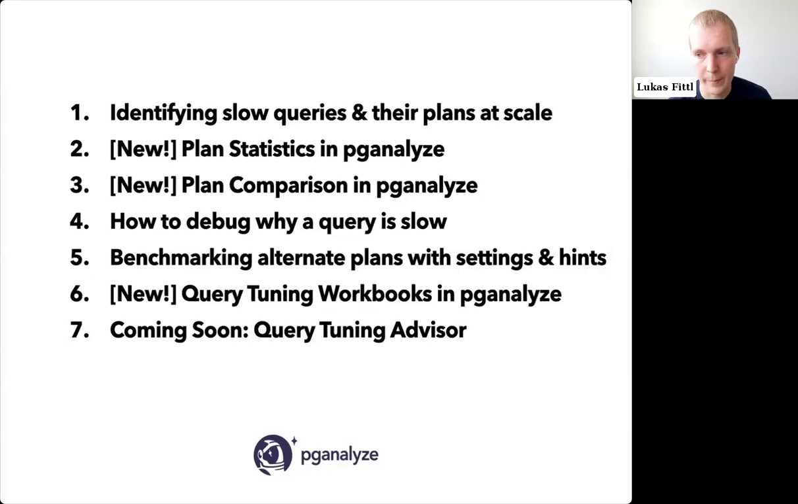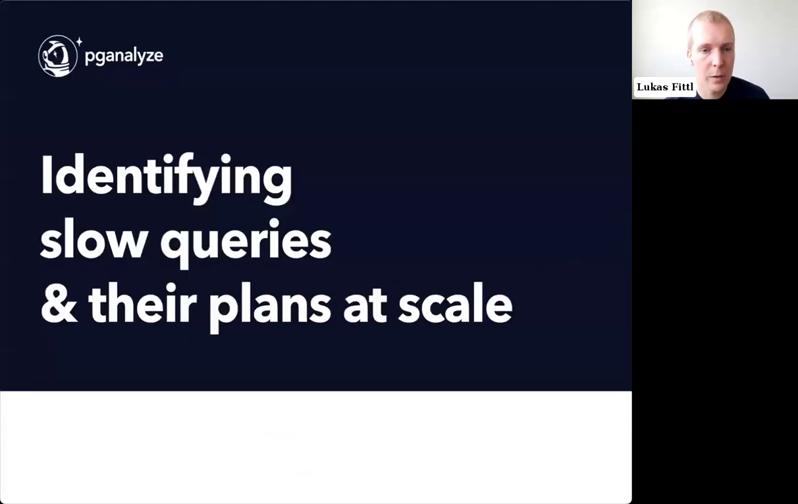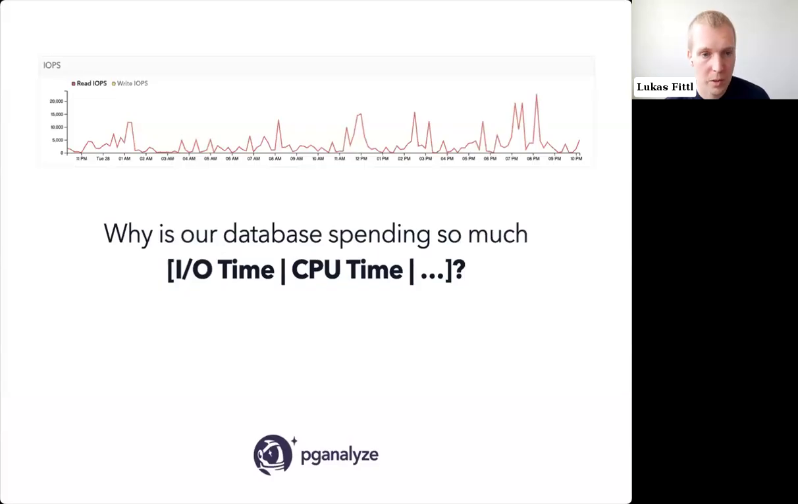With that, let's jump in. So I want to give you an overview first of how we can identify slow queries in our Postgres database and their plans. So generally, I ask myself this question, maybe coming from, why is my database so slow because I'm spending so much IO time or CPU time? Or maybe I'm coming at this from having heard an application engineer report that the application is slow and we think the database is at fault.